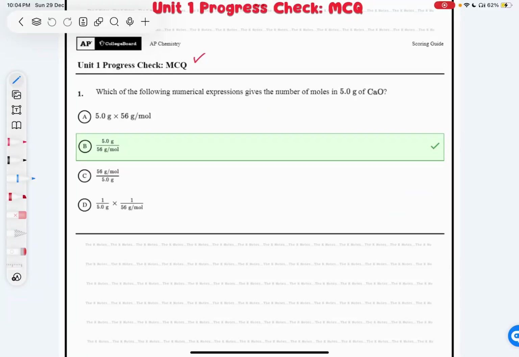So in this question number 1, which of the following numerical expressions gives the number of moles in 5 grams of calcium oxide? We know that the relationship between the mole, the mass, and the molar mass is telling us that moles is equal to mass divided by the molar mass. Let's look at the options that we have.